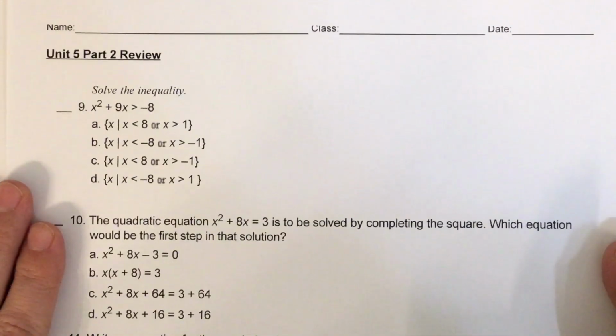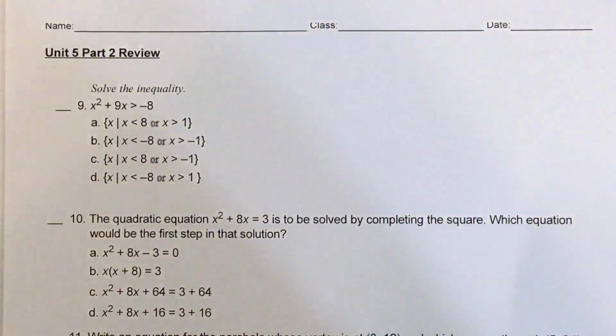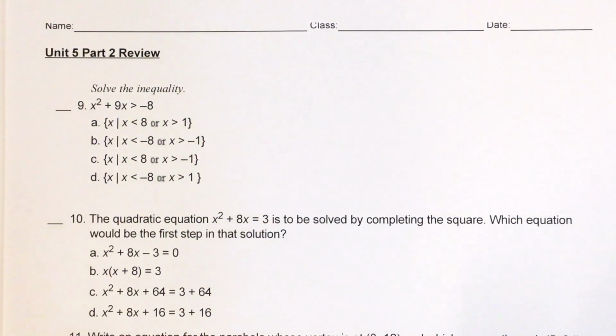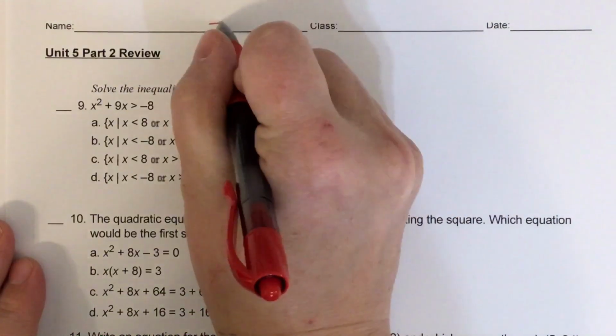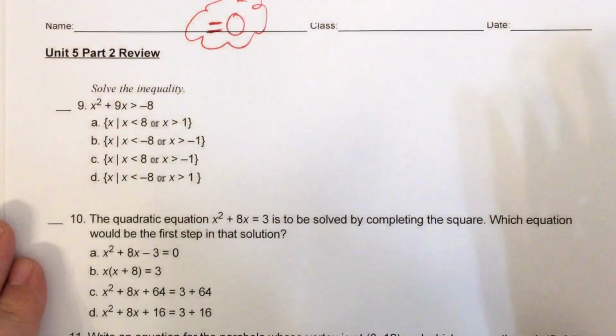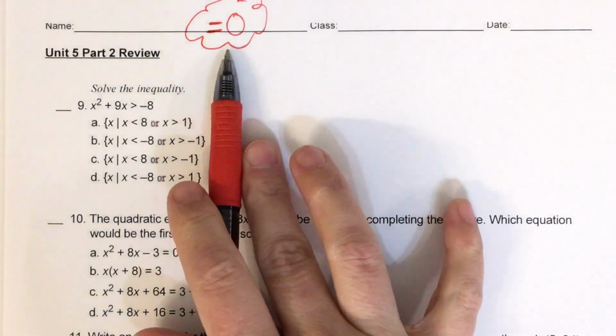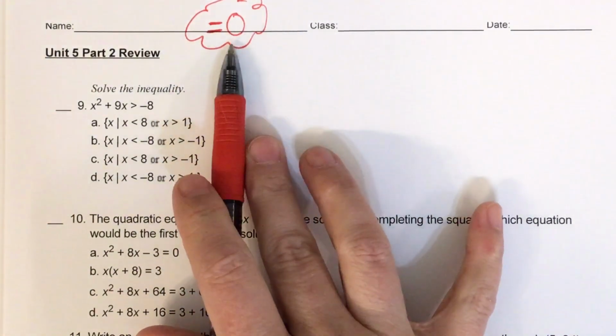Okay, this one says solve the inequality. So when you had this lesson, these problems were solved by factoring. So we are going to try to factor this. Now remember, if you want to factor something, you want it to say equals 0 before you begin. When you factor, when you graph, when you use the quadratic formula, you want it to say equals 0.